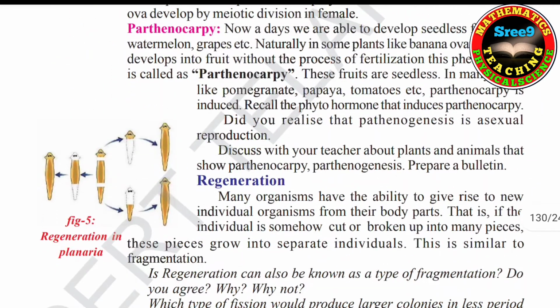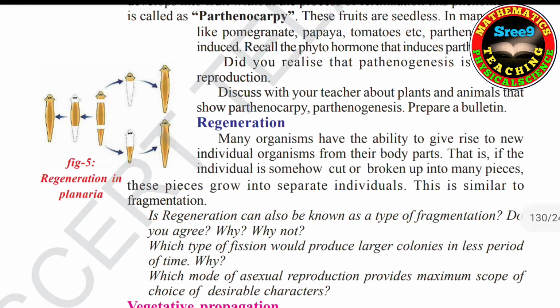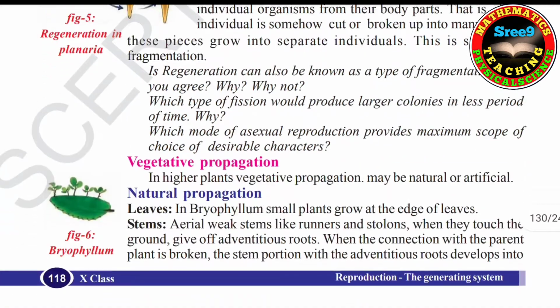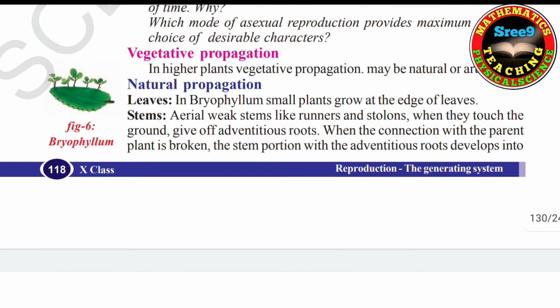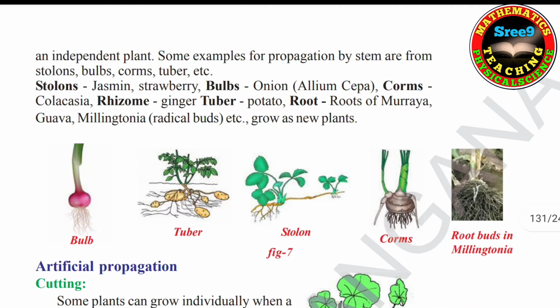Now coming to regeneration. This is one small example, and a question may be asked regarding regeneration. Now in plants, another type of asexual reproduction is vegetative propagation. A question will be asked like this: explain vegetative propagation giving examples. Hence this is also one of the important topics in reproduction.